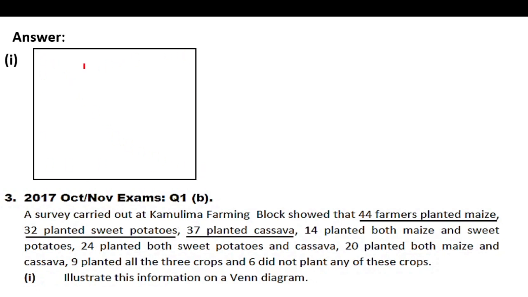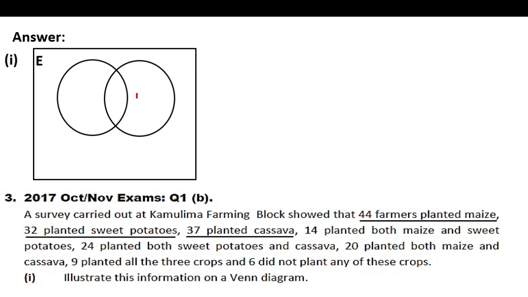So this is the Venn diagram, which starts with the rectangle, which represents the universal set, and then we put E here to represent the universal set. Then we are going to put the sets here. How many are supposed to be? 1, 2, 3 sets here. So we have those that plant maize, those that plant sweet potatoes, and those that plant cassava. There are 3 sets of farmers here.